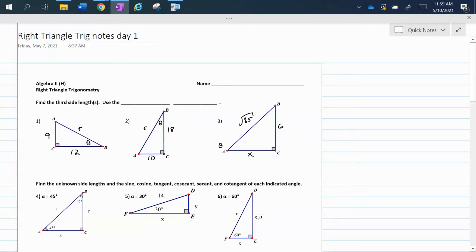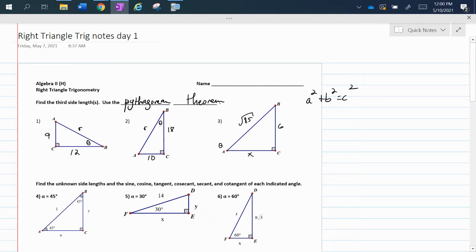We are going to begin some right triangle trigonometry today. The first thing we're going to look at is the sides of a right triangle. If we have two sides of a right triangle, then we can find the third side length using what's called the Pythagorean theorem. We know it better as a squared plus b squared equals c squared, where c is the hypotenuse of the right triangle.